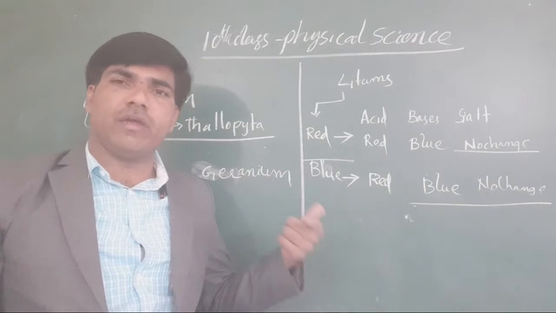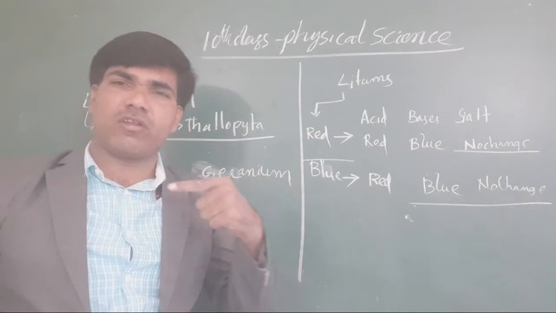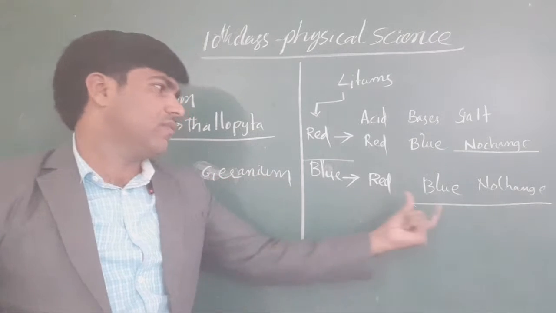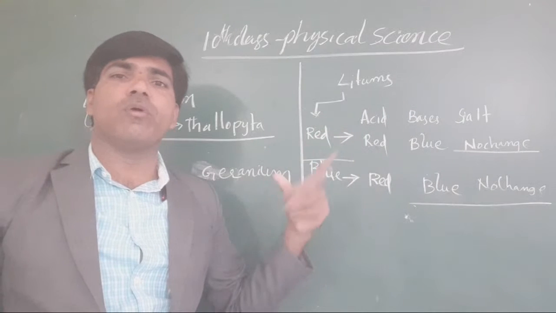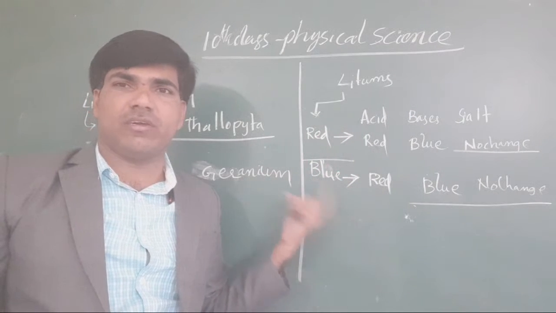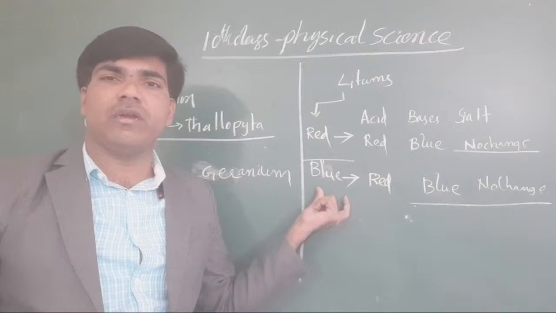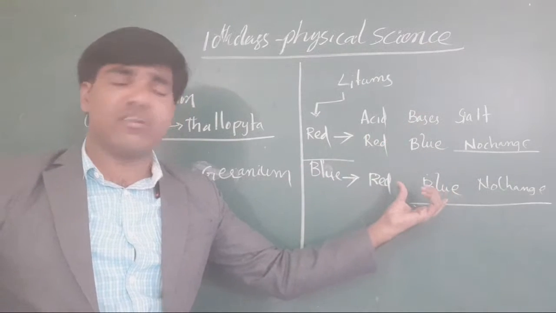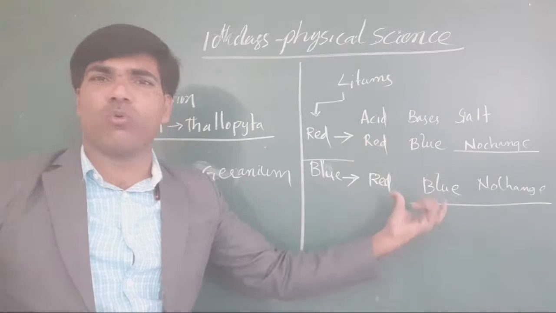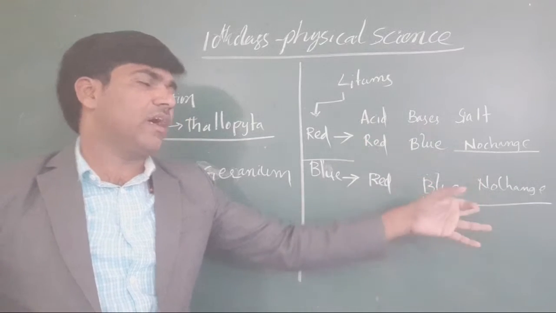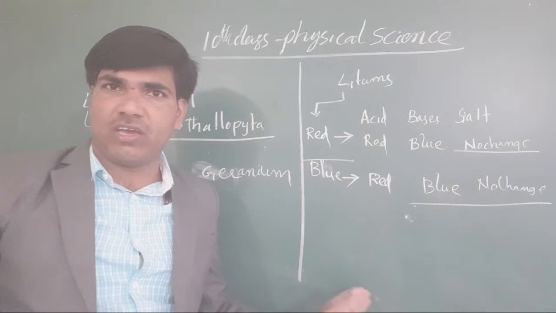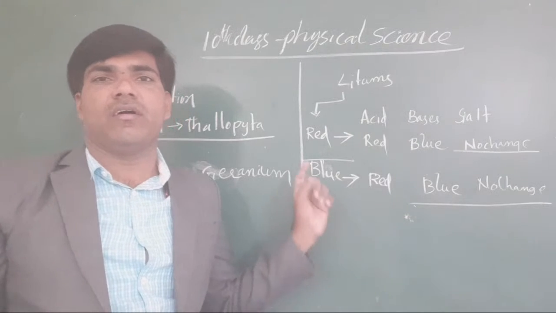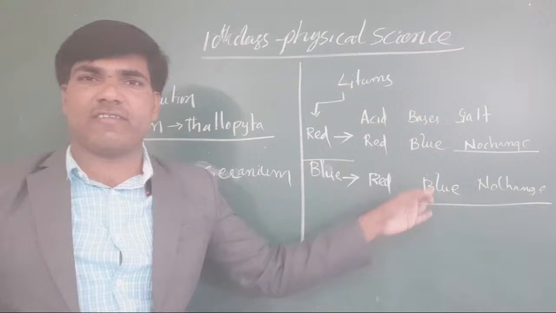Maybe the litmus is in a purple color, not thick blue. Then it will be converted again into blue for bases. That litmus paper will be converted into blue, and blue litmus will remain blue for bases. For the salt, there is no change. We do not get any change in our litmus papers for the salts.